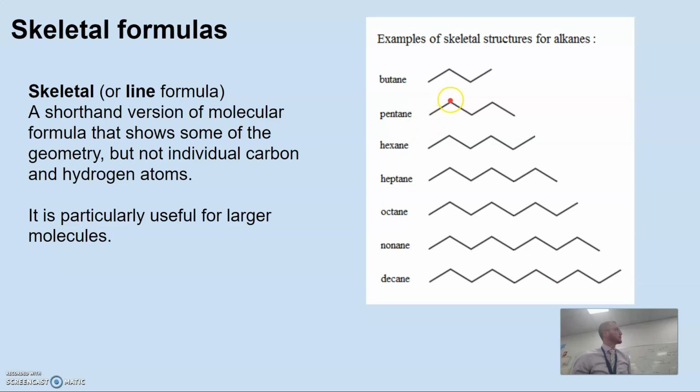If I had a branch group coming off here, that would be 3 bonds around that carbon and therefore only 1 hydrogen present. Make sense? That's important, particularly when we look at chiral carbons and the identification of chiral centers, which I'll talk about later.